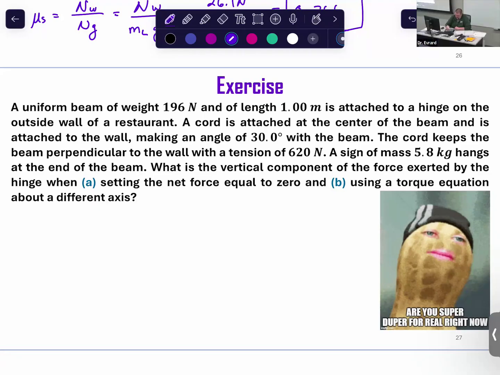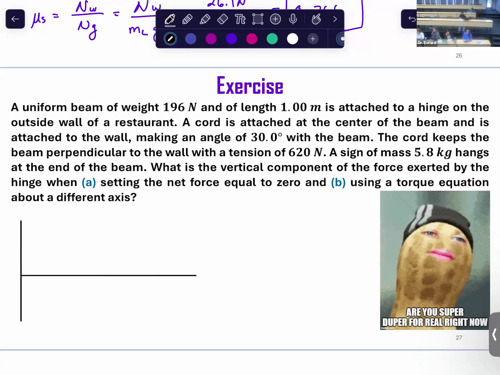Okay. We have an idea of what this setup looks like. You have the wall and the beam that comes straight out, so it's perpendicular to the wall. Okay, we're gonna have a cord.